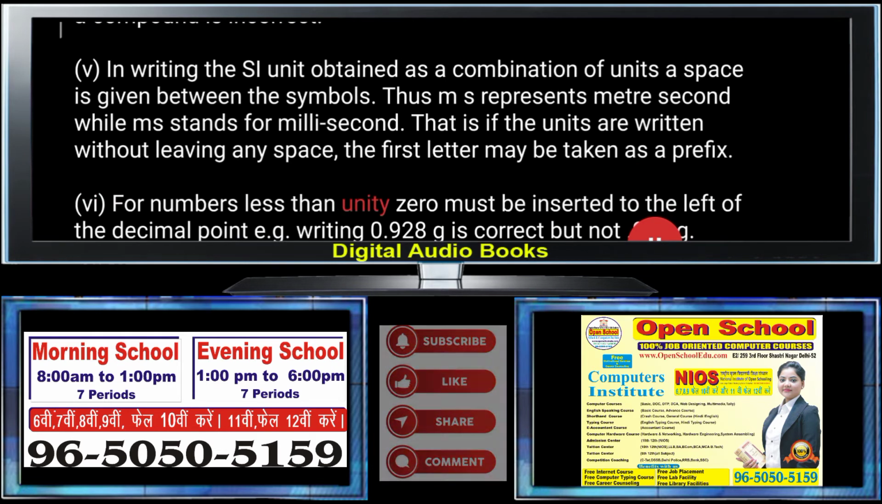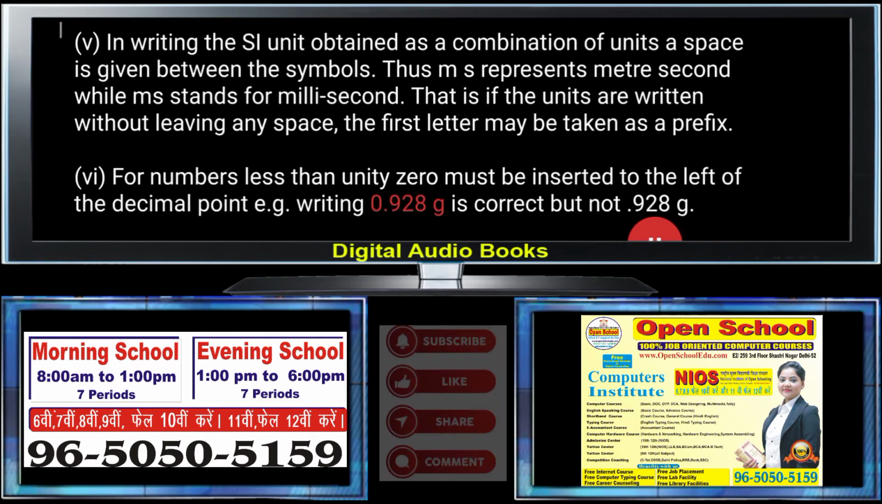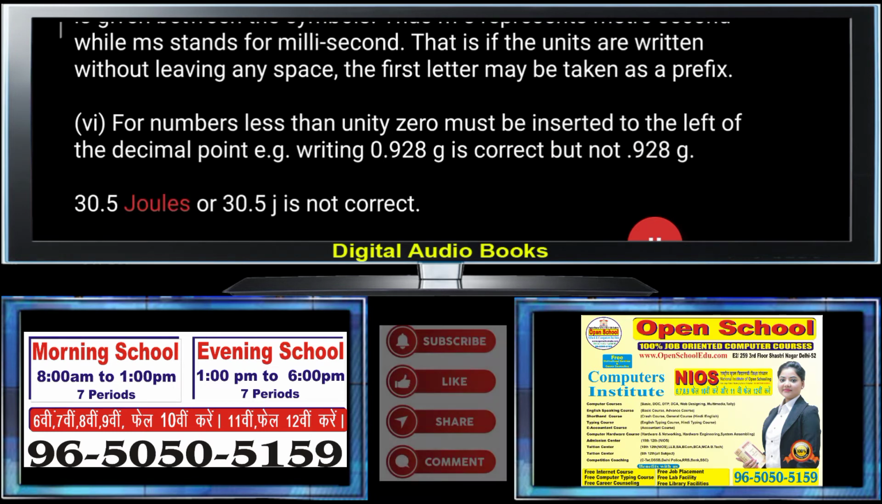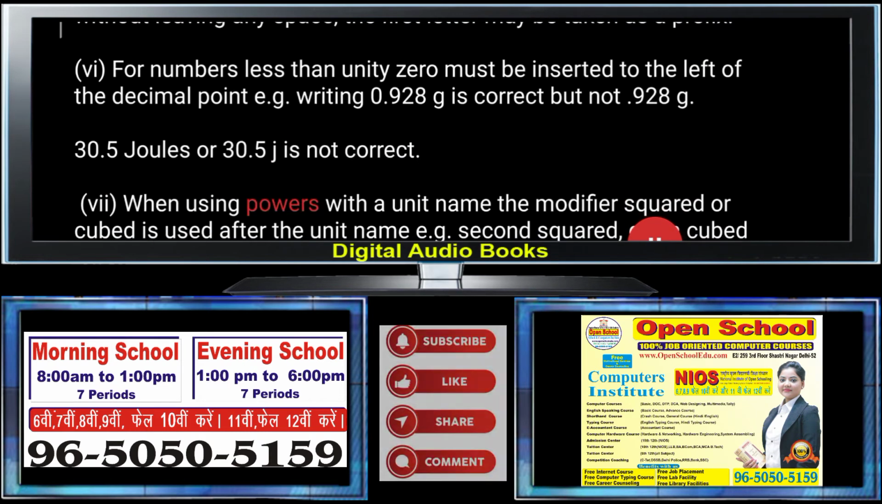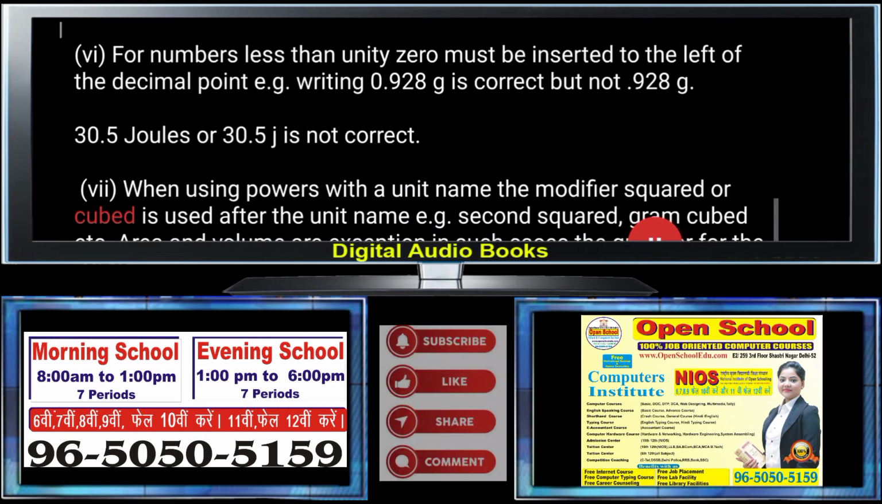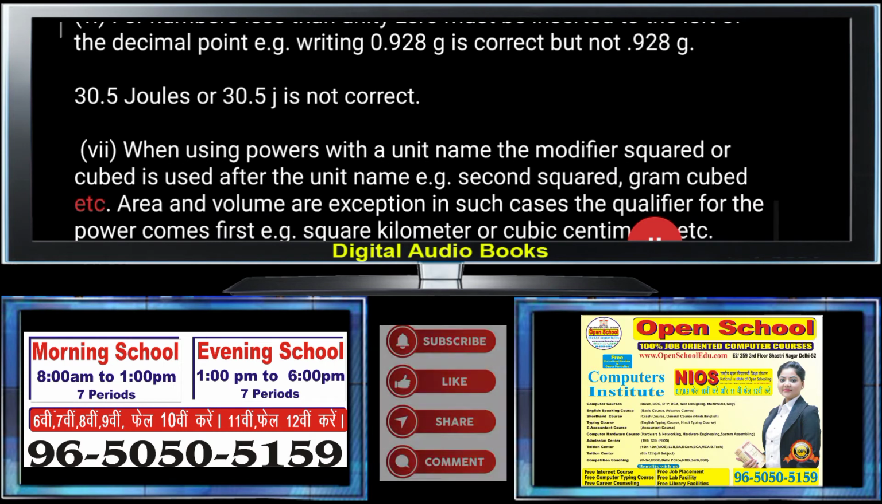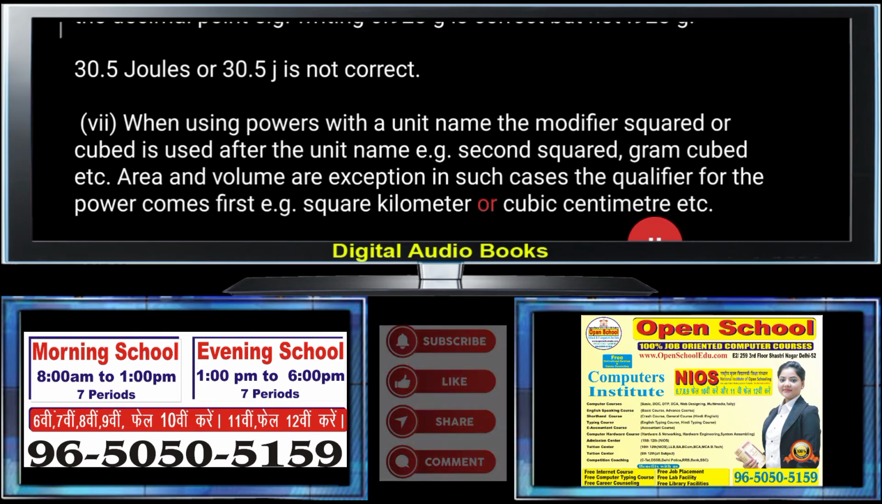VI. For numbers less than unity, 0 must be inserted to the left of the decimal point, e.g. writing 0.928 g is correct but not .928 g. VII. When using powers with a unit name, the modifier squared or cubed is used after the unit name, e.g. second squared, gram cubed etc. Area and volume are exceptions. In such cases the qualifier for the power comes first, e.g. square kilometer or cubic centimeter etc.